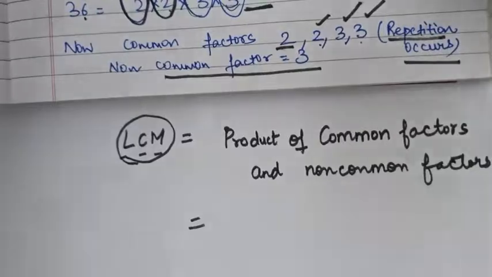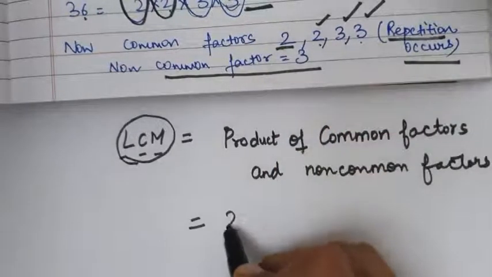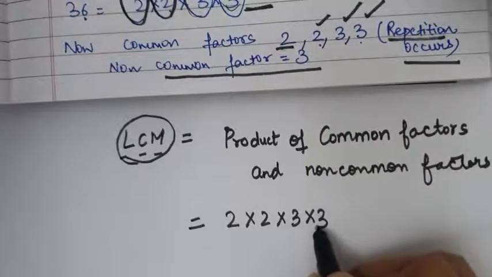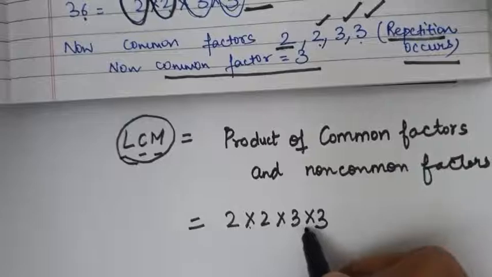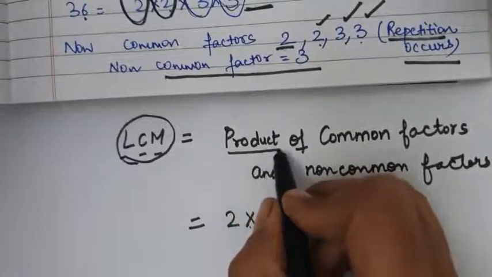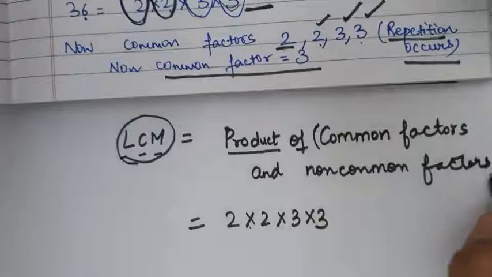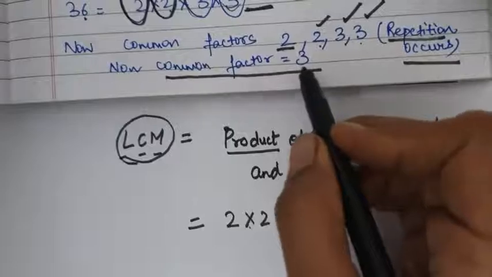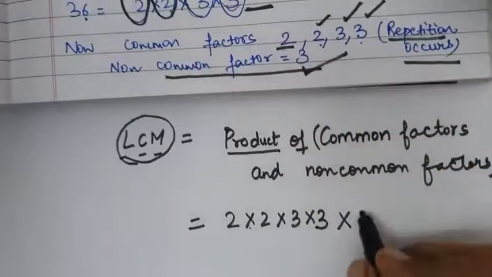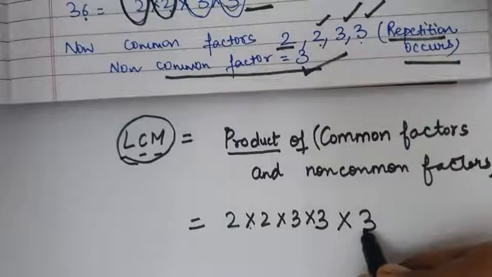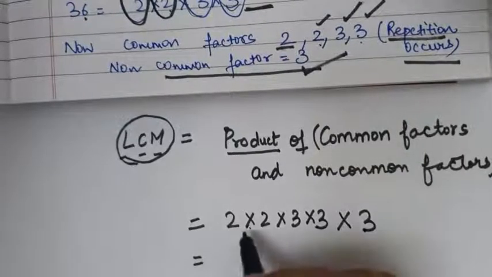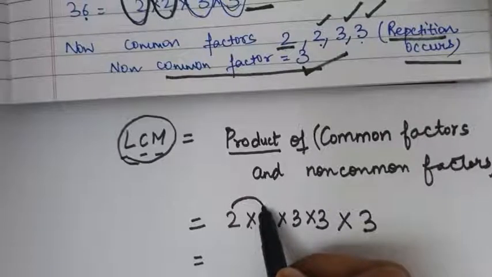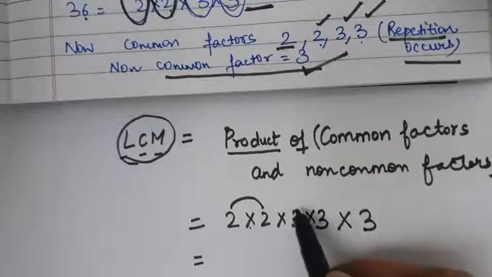So now, common factors are 2 multiply 2 multiply 3 multiply 3. Why am I writing multiply here? Because we have to find the product of them. Multiply the non-common factor. There is only one non-common factor, that is 3. Now we will multiply these numbers. Take them in pairing. It will be easy for you.